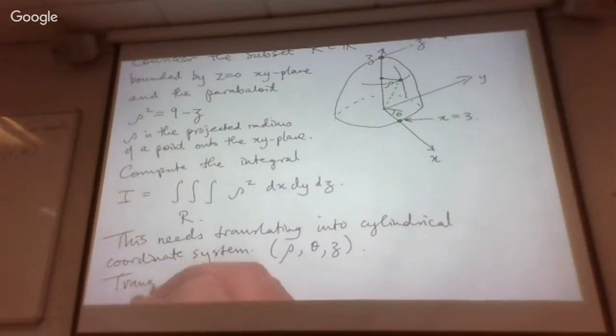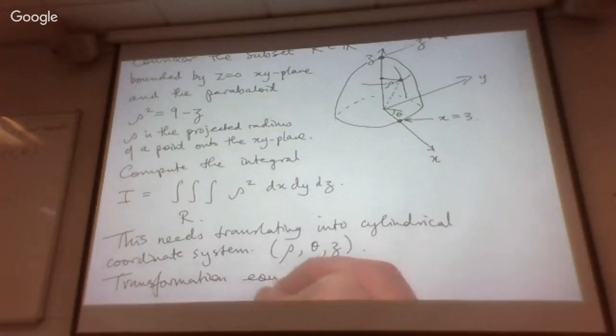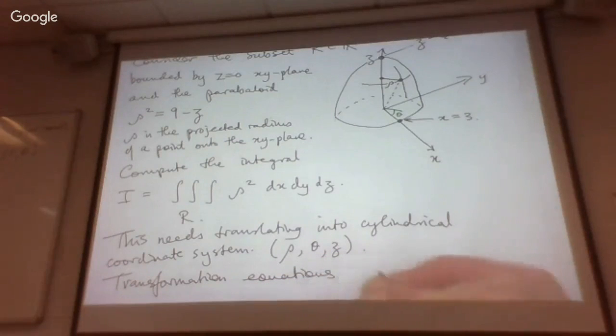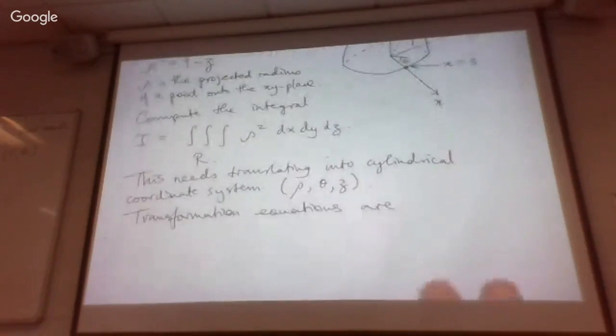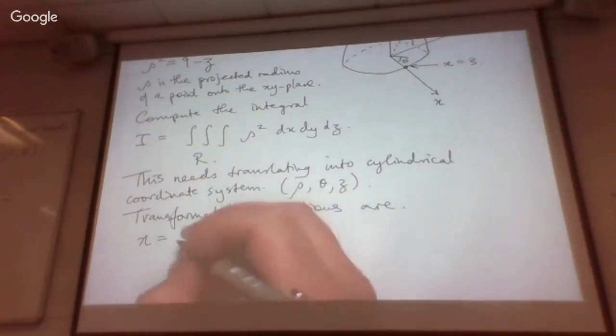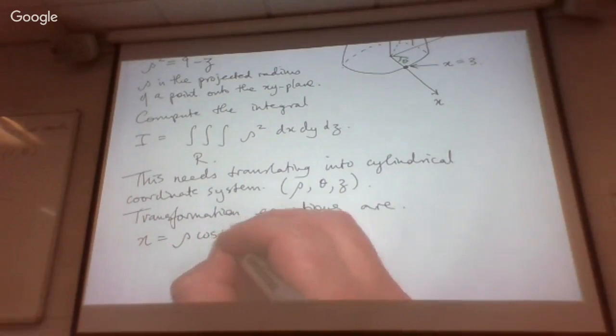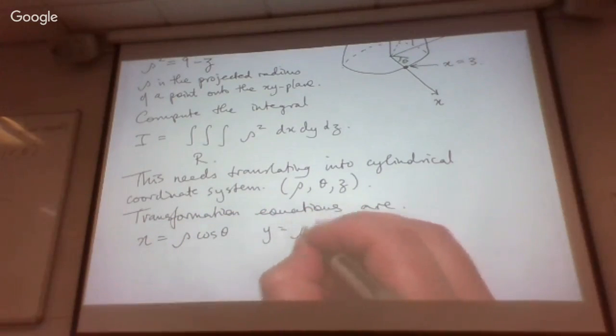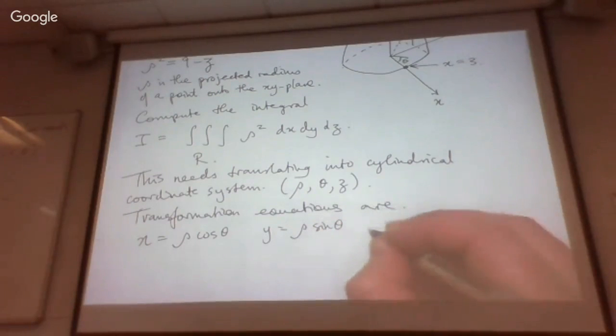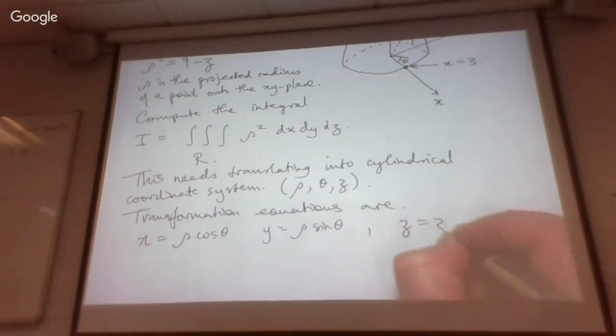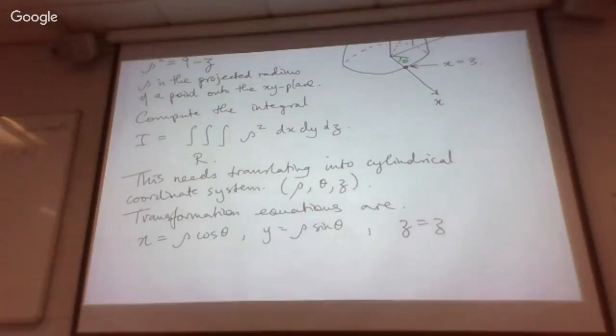The transformation equations from the Cartesian coordinates to the cylindrical polar coordinates are x equals rho cosine theta, y equals rho sine theta, and z is just z. It's the same z coordinate featuring in the Cartesian coordinate system and the cylindrical coordinate system.